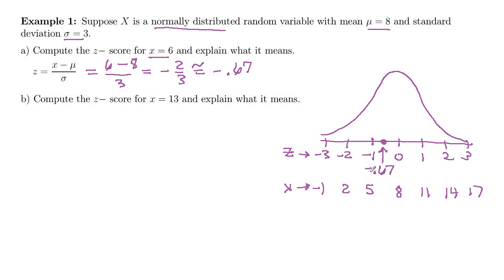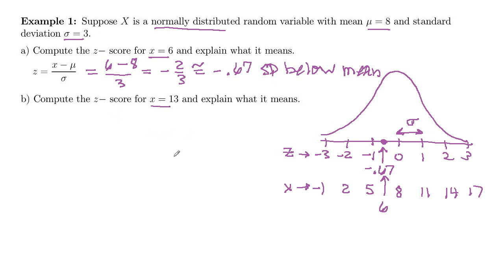And then z is negative 0.67. That went with x equals 6 right there, which corresponds to that point along our x-axis. So this is negative 0.67 standard deviations below the mean. Our x-axis is a ruler, and it's measured not in inches, but in standard deviations. So this distance here, again, is sigma, which for this distribution is 3.